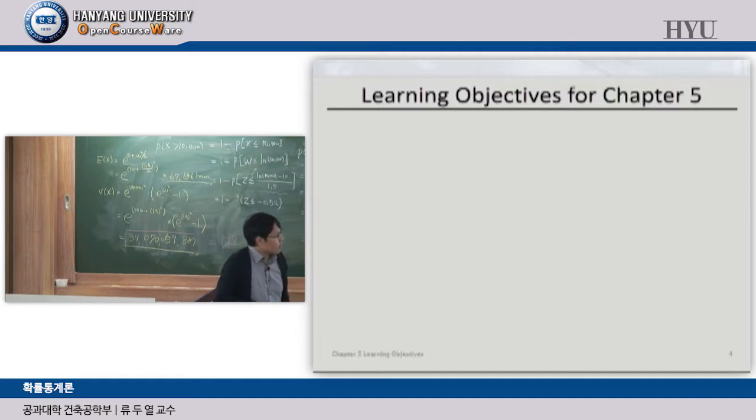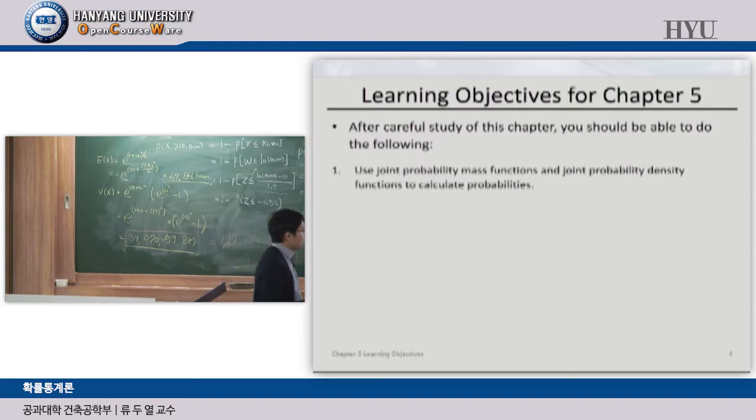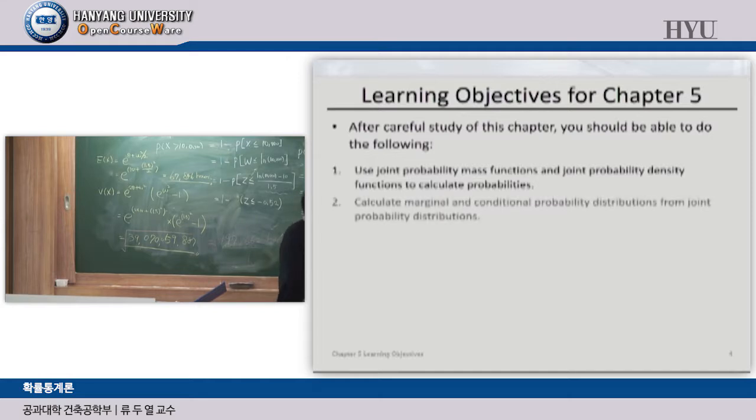And this is about the learning objectives. After careful study of this chapter, you should be able to do the following. Firstly, we can use the joint probability mass functions and the joint probability density functions to calculate probabilities. In the case of a discrete random variable, we normally call it the probability mass function, right? But in the case of a continuous random variable, we call it the probability density function. Do you remember that? And secondly, we can calculate the marginal and the conditional probability distributions from the joint probability distributions.